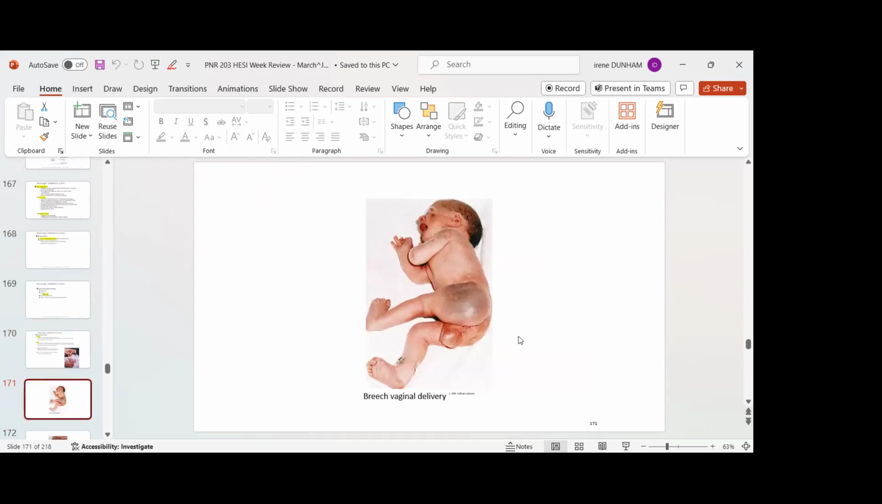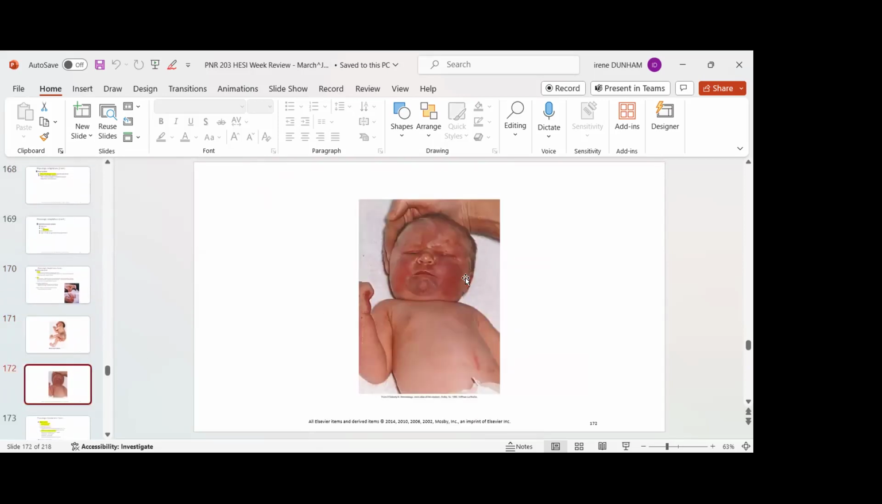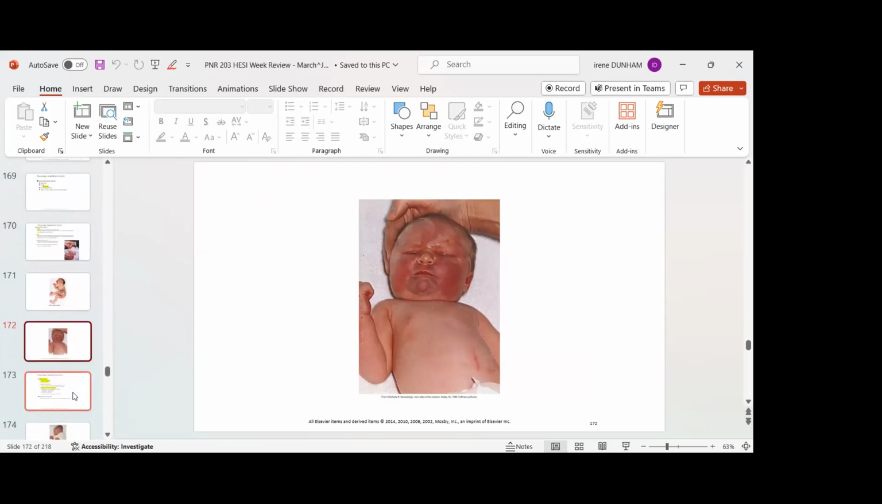This is a breech vaginal delivery right here. You can see how the buttocks and sacrum that were presenting are very bruised. This is a face presentation. Baby comes down the birth canal the wrong way, malpresentations.